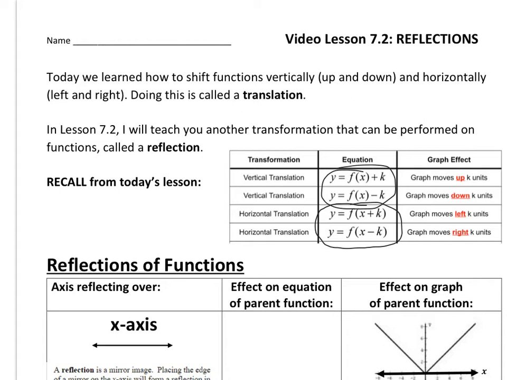Back in 7th grade, you probably learned how to do what's called a reflection over the x or y axis. What we learned today is similar to what you learned last year, a translation, moving a figure left, right, up, or down. You can also reflect functions over the x-axis and the y-axis. And here's how we do it.